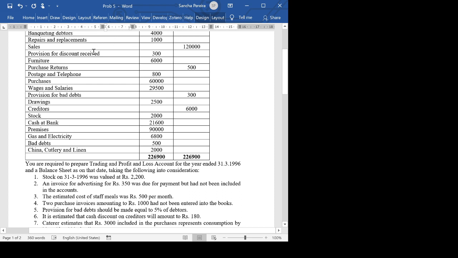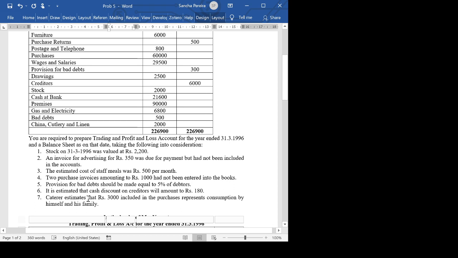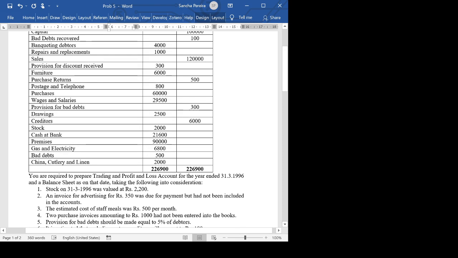That means last year they had estimated that this year they would expect a discount of 300, or they would receive a discount of 300 from the creditors. But actually, how much have they received? It is estimated that cash discount on creditors will amount to rupees only 180. They had expected a discount of 300, provision of discount. So if they expect a discount of 300, you treat it as an income.